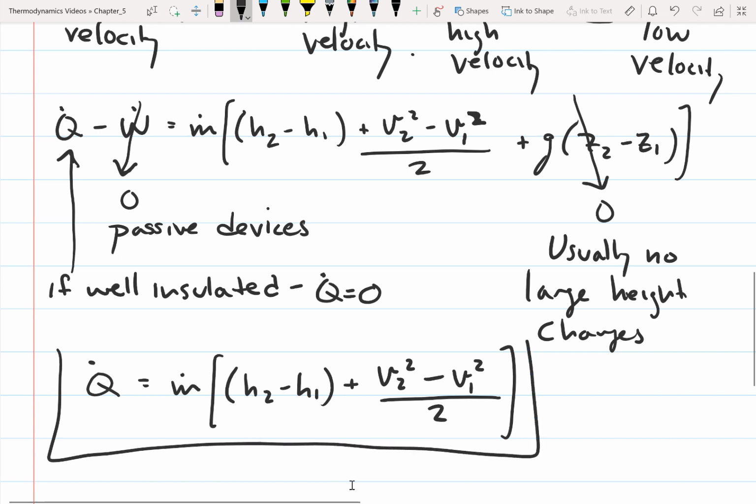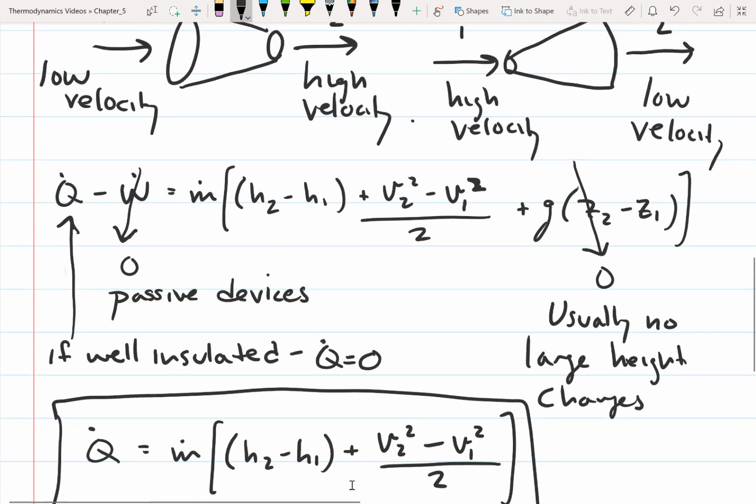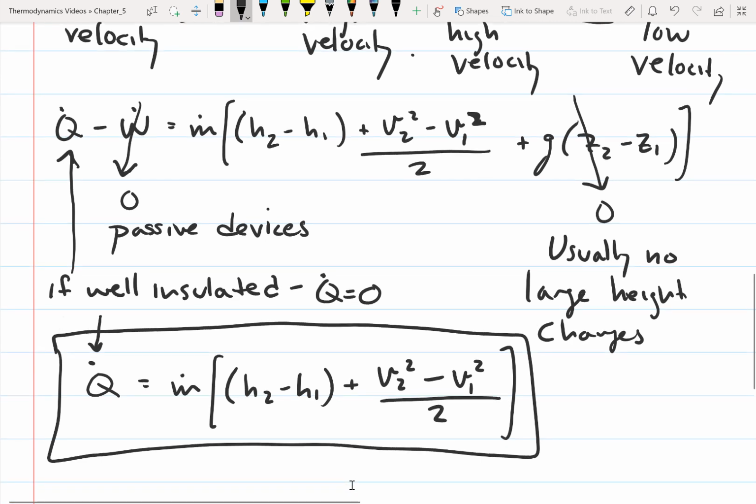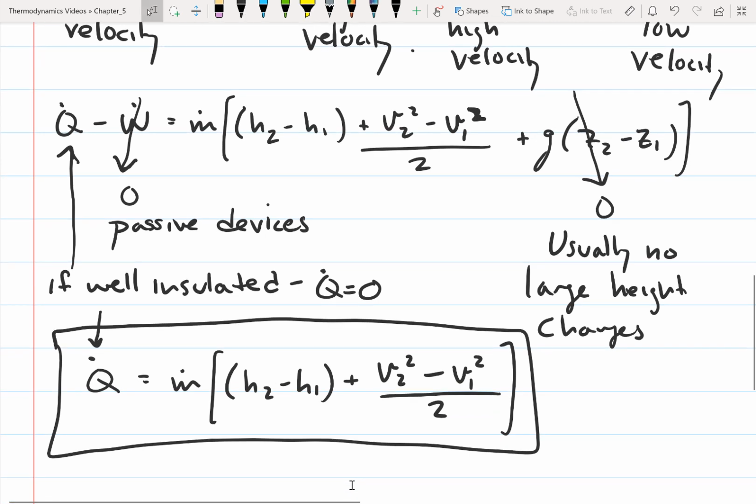So this is our equation that we can often use for the first law, energy balance, if we have a nozzle or a diffuser. And remember, we can often assume that Q is 0 if it's well insulated. So if you have a nozzle or a diffuser, often you can just use this equation, but you want to make sure you understand the assumptions that are worked into this equation.